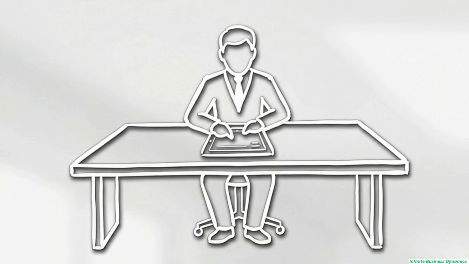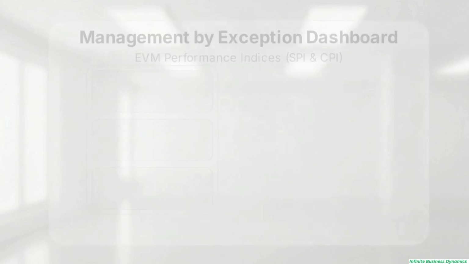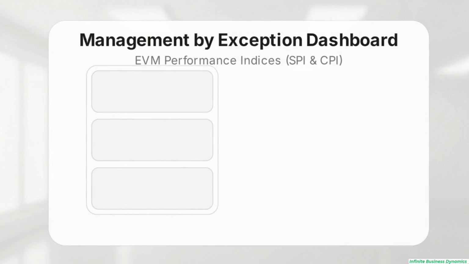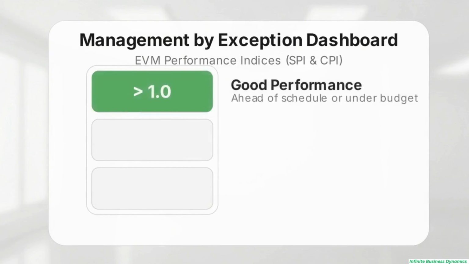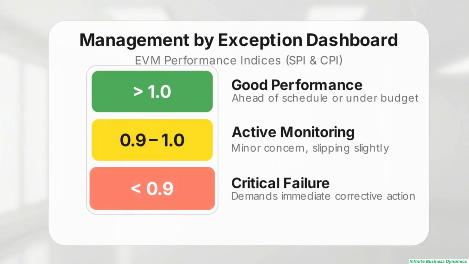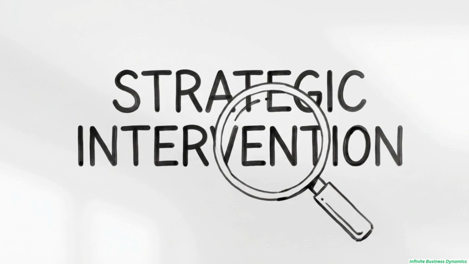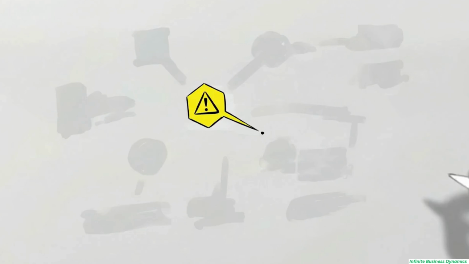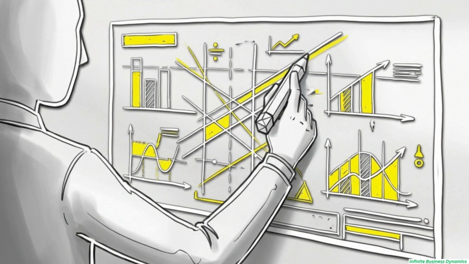To govern portfolio health without micromanaging, leadership requires strict, universal interpretation thresholds. This vertical scale illustrates EVM thresholds. The top tier, greater than 1.0, represents good performance. The middle tier, 0.9 to 1.0, requires active monitoring. The bottom tier, below 0.9, indicates a critical failure demanding immediate action. These rigid mathematical thresholds form the base of isolated metrics to running a combined real-world diagnostic scenario.